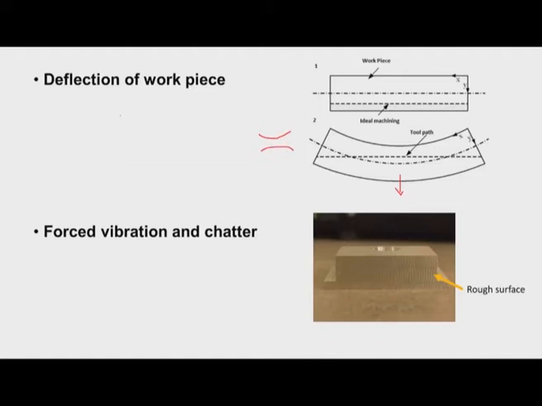Also, because of the cutting forces, the workpiece may deflect. Say we have a very thin workpiece like this, and when you press the cutting tool in this direction, because of this force it may deflect like this. So, then also we get some inaccuracy in the workpiece. And because of forced vibration and chatter, tool vibration, the surface finish of the workpiece is affected as shown here.